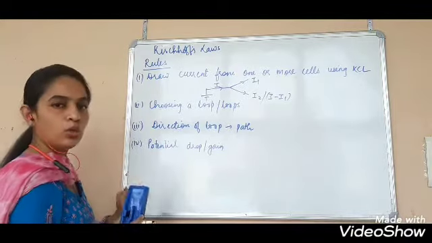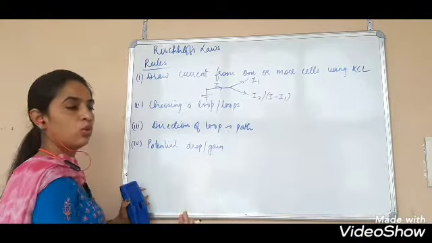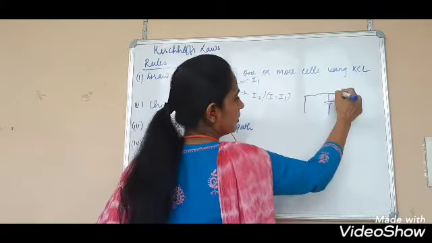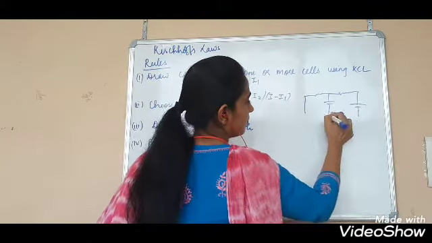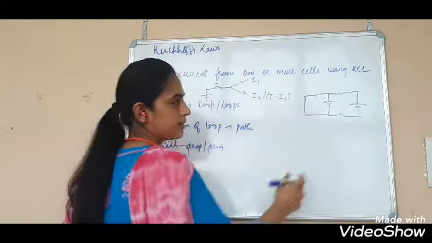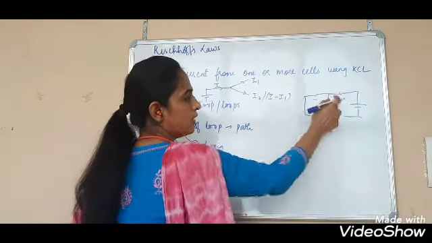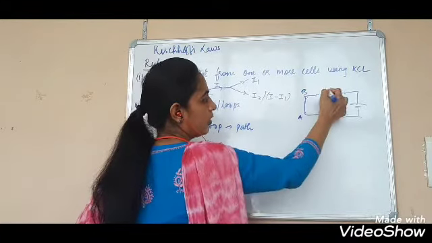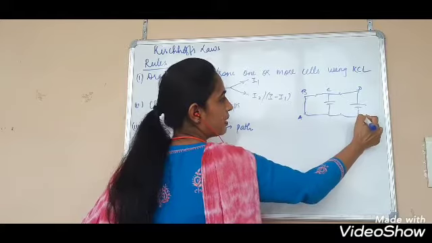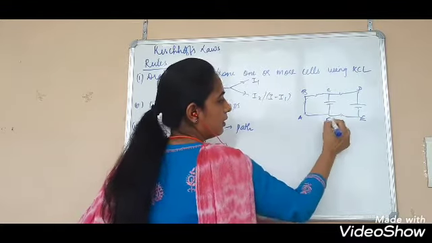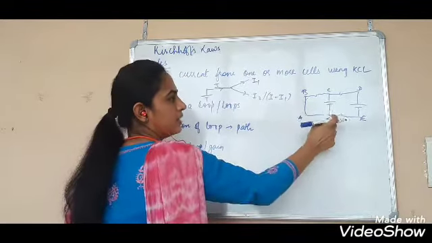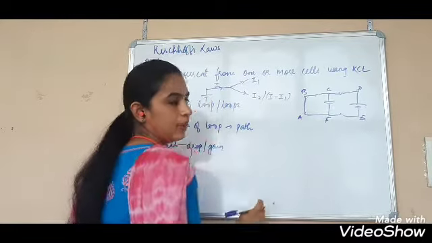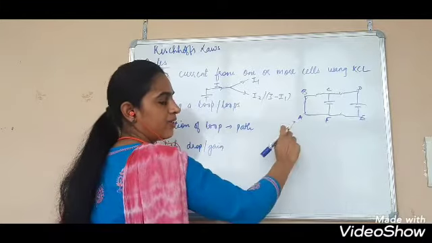Second is choosing a loop or loops. If there are two loops, like this circuit is given, this will be one closed loop. You have to name it, like A, B, if naming is not given. So one loop will be A, B, C, F, A. The second loop will be F, C, D, E, F.